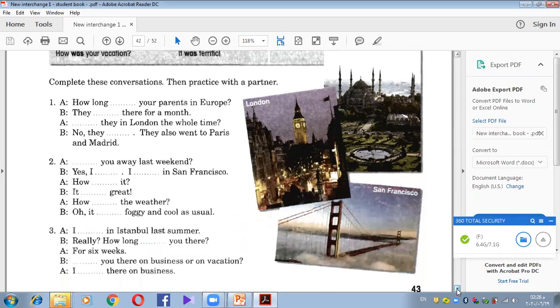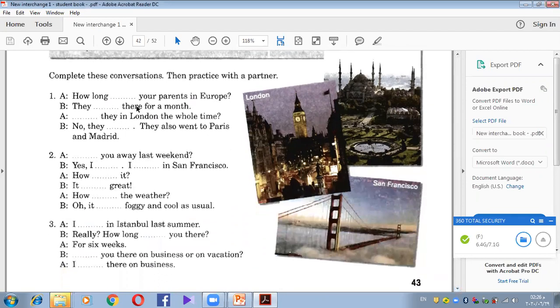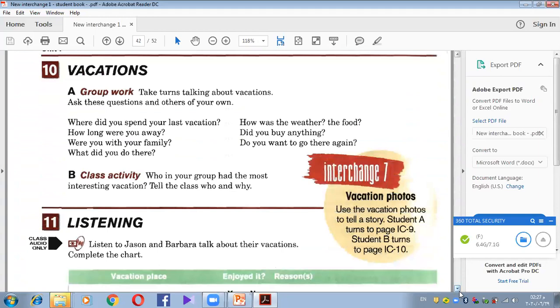So, as homework as well, how long were your parents in Europe? So I'm gonna just think, yes, your parents is plural, so I'm gonna use was or were. Yes, were. Okay, very good. Thank you. Go on, you are going to complete the rest as homework.